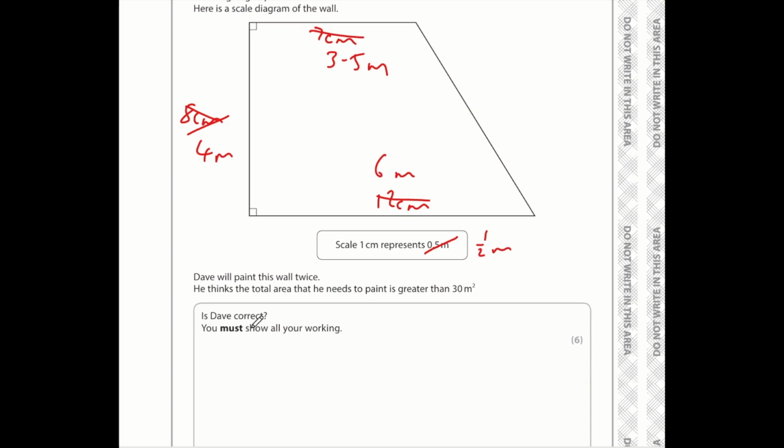Now this is a trapezium. The formula for the area of a trapezium is a half of A plus B times H. So H is the height and A plus B are the parallel sides, which are these two sides here. So it's 1/2 times by 3.5 plus 6 multiplied by the height, which is 4. But we're painting it twice, so we must remember to double everything.